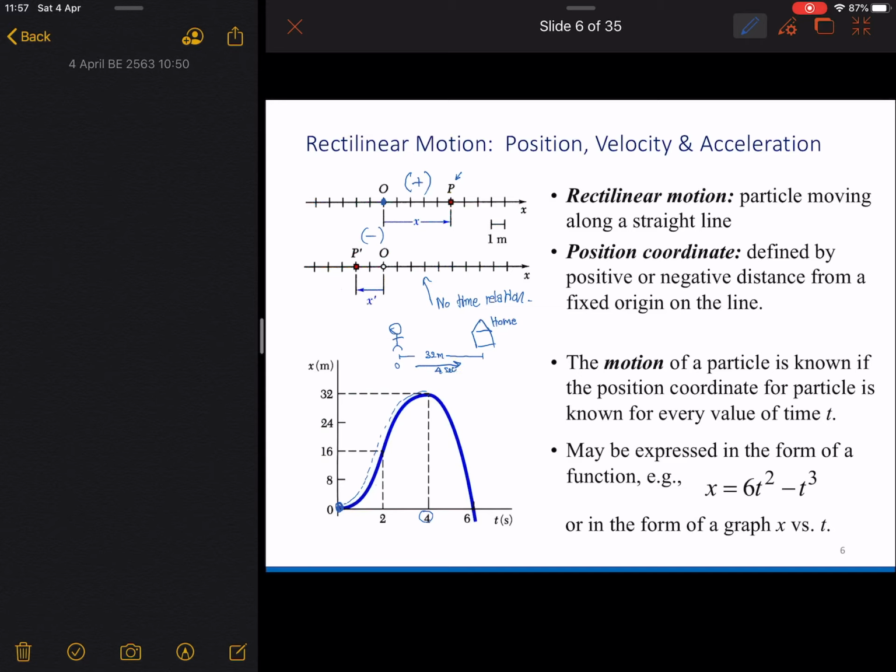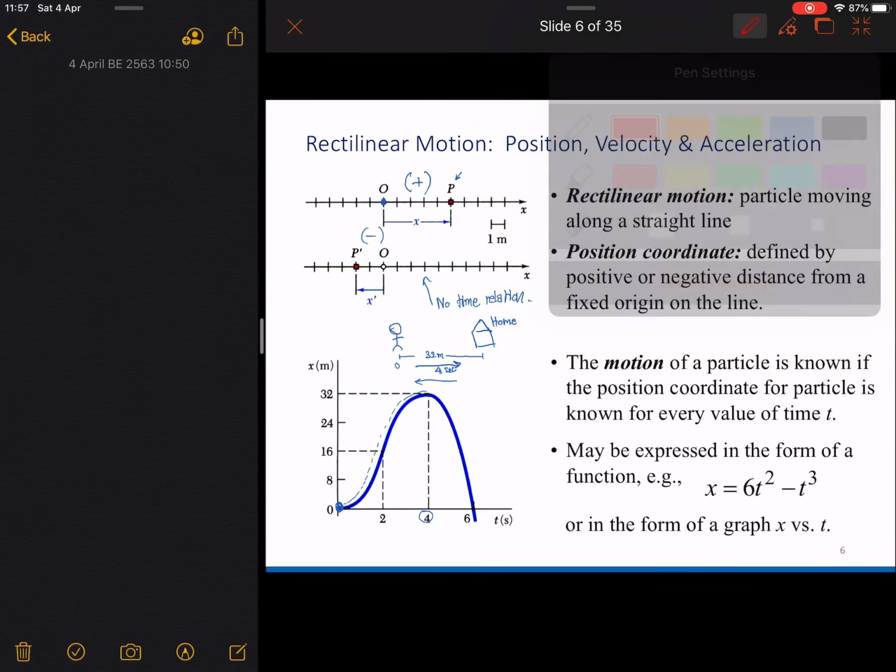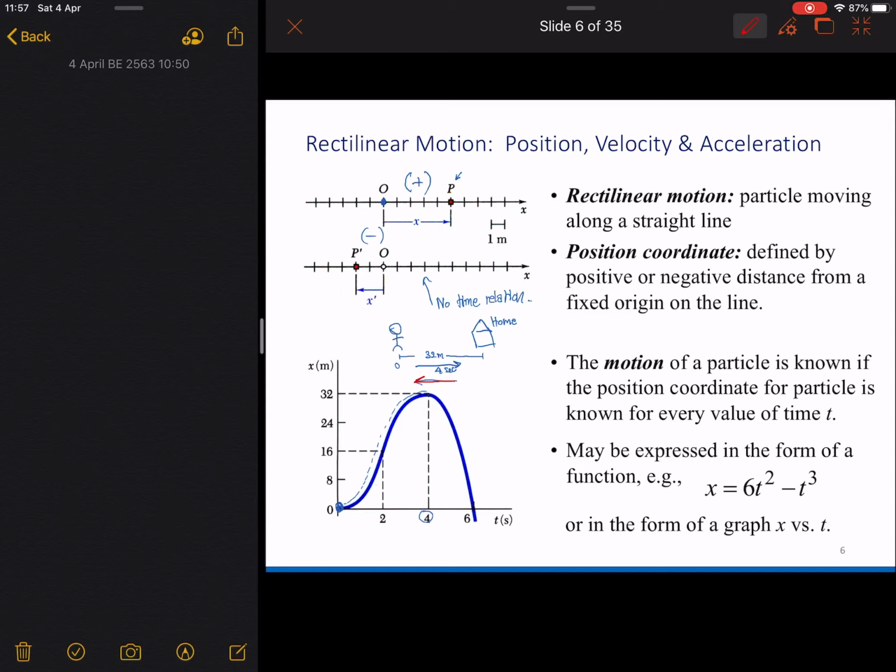And how much time do you spend walking backward? So you walk back to the original place. If you read the graph here, I would say this is the backward part. When you walk backwards, you spend only 2 seconds. So in total you walk back and forth in 6 seconds. Is it understandable?